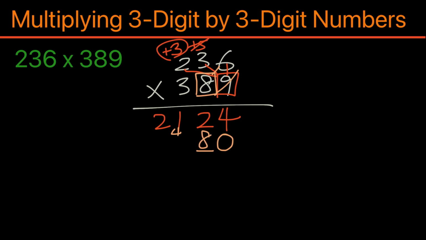Then we have 8 times 3, 24 plus the 4 on top becomes 28. So again, this will be a plus 2 here. Next, 8 times 2, 16 plus the 2, 18.